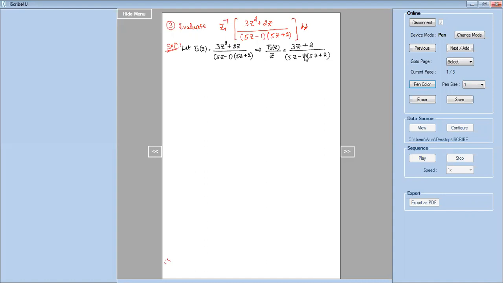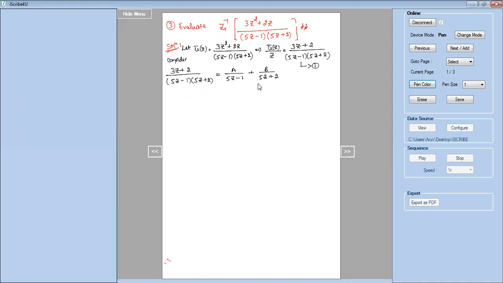Now let me call this equation number 1, and consider this right hand side and resolve it into partial fractions, the normal procedure. So consider (3z + 2) divided by (5z - 1)(5z + 2). This is equal to, here also there are no squares and cubes, linear non-repeated only, so it is A by (5z - 1) plus B by (5z + 2). So this is the partial fraction for this.